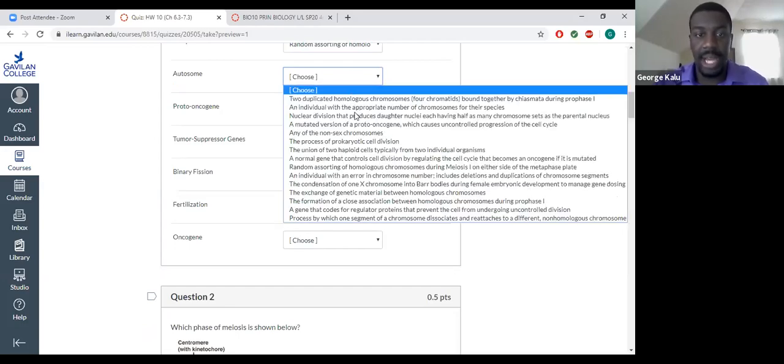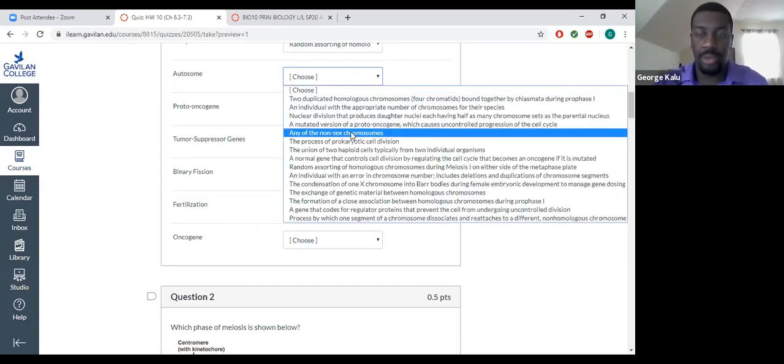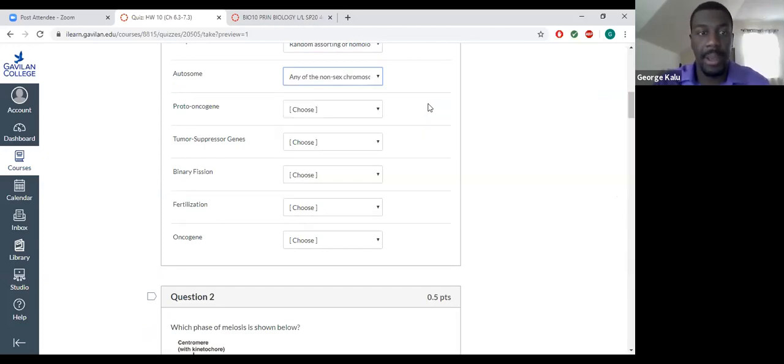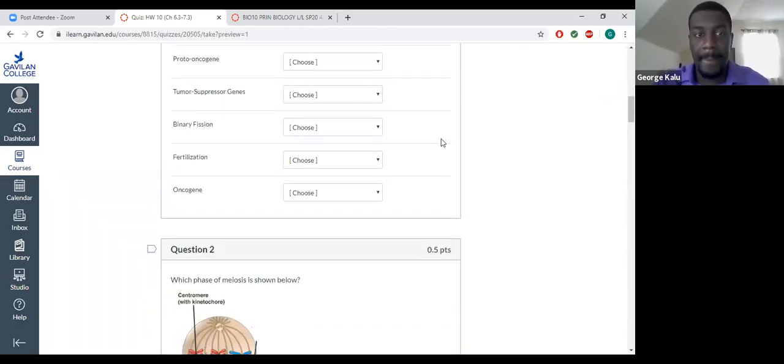Right, so it's going to be any of the non-sex chromosomes. So chromosomes 1 through 22, those would be the autosomes. And then the last set of chromosomes would be the sex chromosomes, so the X and Y chromosomes. Perfect. Okay, any questions on any of these so far? Okay, all right. If not, we'll go ahead and keep going here.